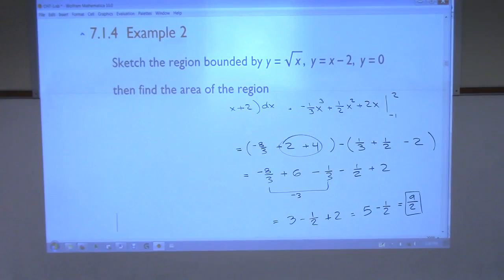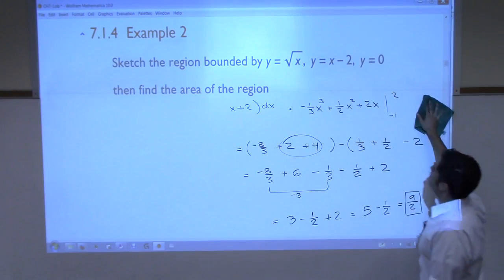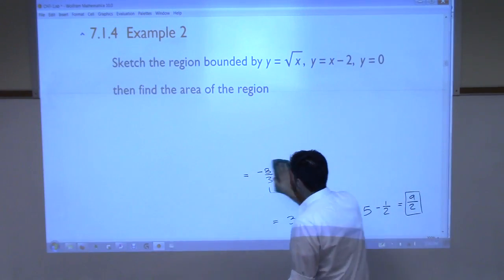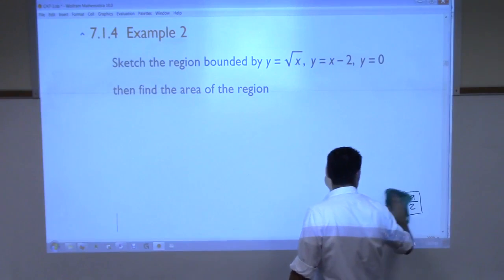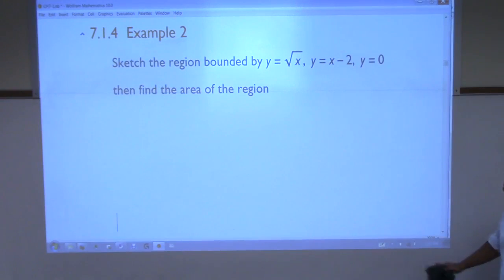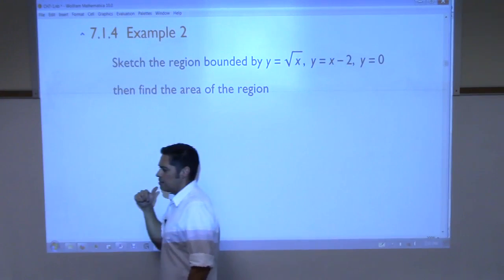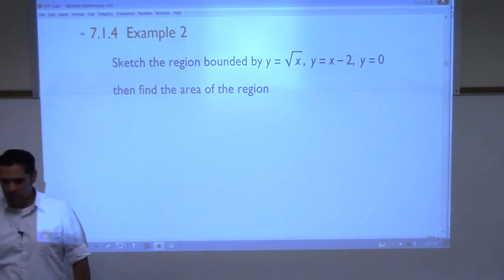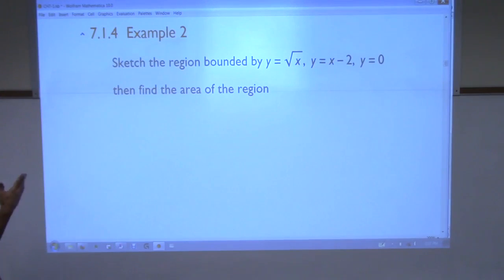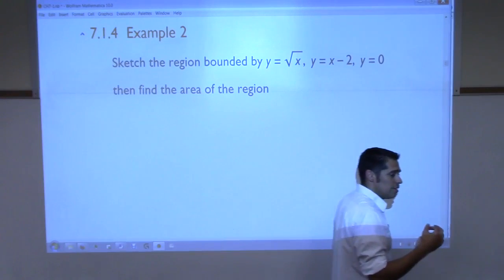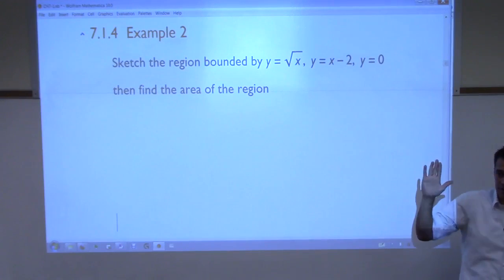So example 2, sketch the region bounded by y equals root x, y equals x minus 2, and y equals 0. What are you thinking, vertical rectangles or horizontal? Are these functions of x or functions of y? These are functions of x because they're solved for y. I know it's backwards. Functions of x are always solved for y. Since these are solved for y, it appears that we're going to use vertical rectangles.